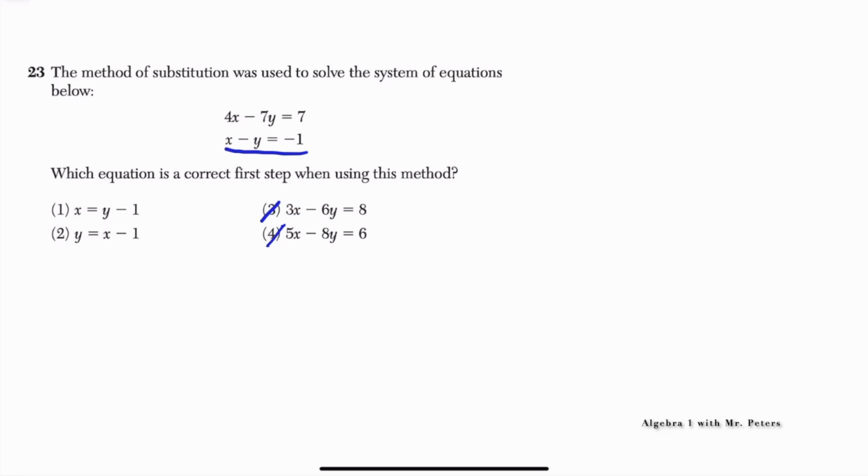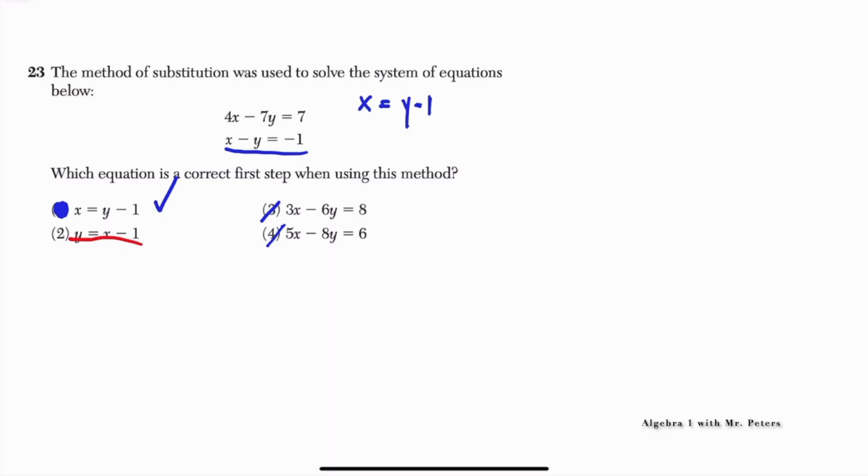So we're going to solve for x. If we were solving for x, all we need to do is add y. So we'd get x is equal to y minus 1, which we have right here. So this looks like it would probably be the correct answer. But let's still look at our other answer choice and why it may be incorrect.